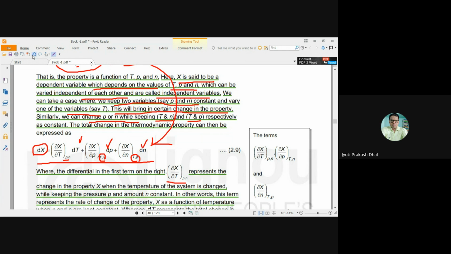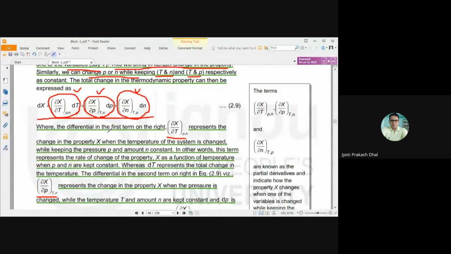Here, in the first term we have changed the value of temperature keeping the pressure and number of moles constant. In the second term we have changed the value of pressure keeping temperature and number of moles constant. In the third term we have changed the number of moles keeping temperature and pressure constant. So all these individual terms are called partial changes.